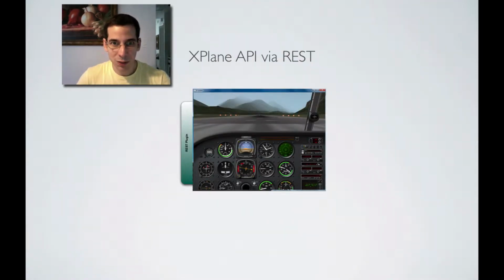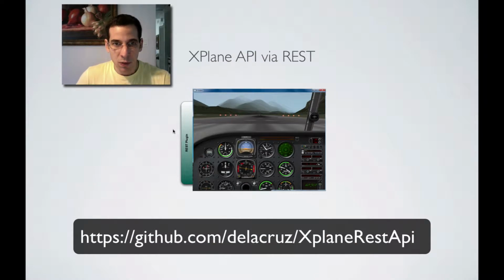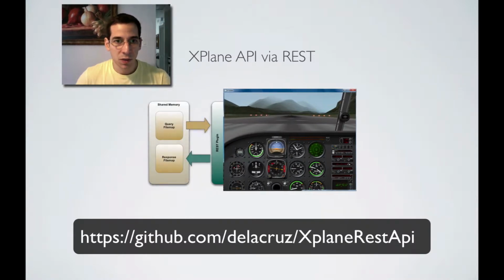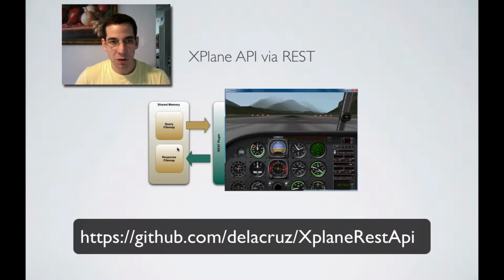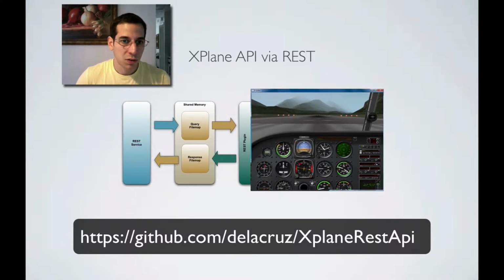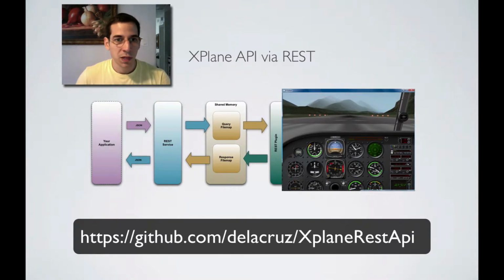Keep in mind this is for Windows only. So when you start X-Plane, it looks for a plugin or any number of plugins in its plugin folder. These are in the form of DLLs. So I've written a plugin which simply listens to an area of shared memory for queries and posts responses back when applicable. And in the project there is also a .NET web service which communicates with the shared memory and also interfaces with your application. Your application communicates with this web service via simple JSON formatted calls. So let's take a look at how it all fits together.